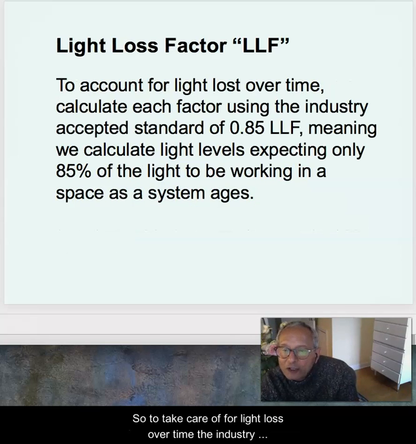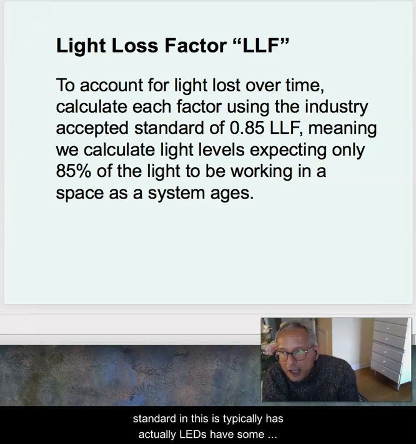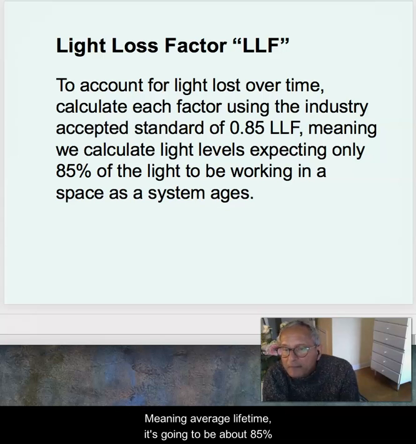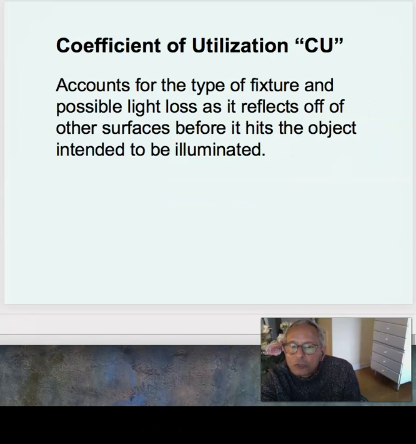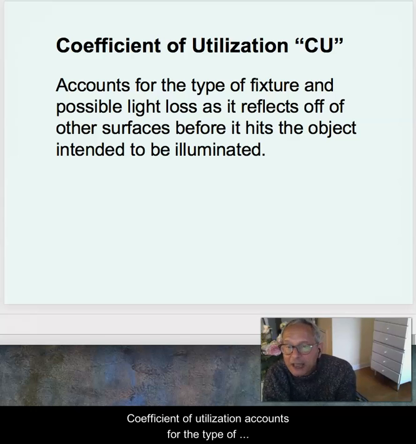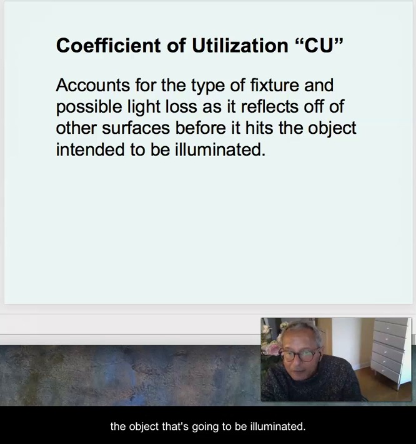So to account for light lost over time, the industry standard, and this is typically for fluorescence, actually LEDs have some light loss over time, but not quite as bad as fluorescence. Meaning average lifetime, it's going to be about 85% as bright as when it was initially installed as the system ages. Coefficient of utilization accounts for the type of fixture and the light loss as it reflects other surfaces before it hits the object that's going to be illuminated.